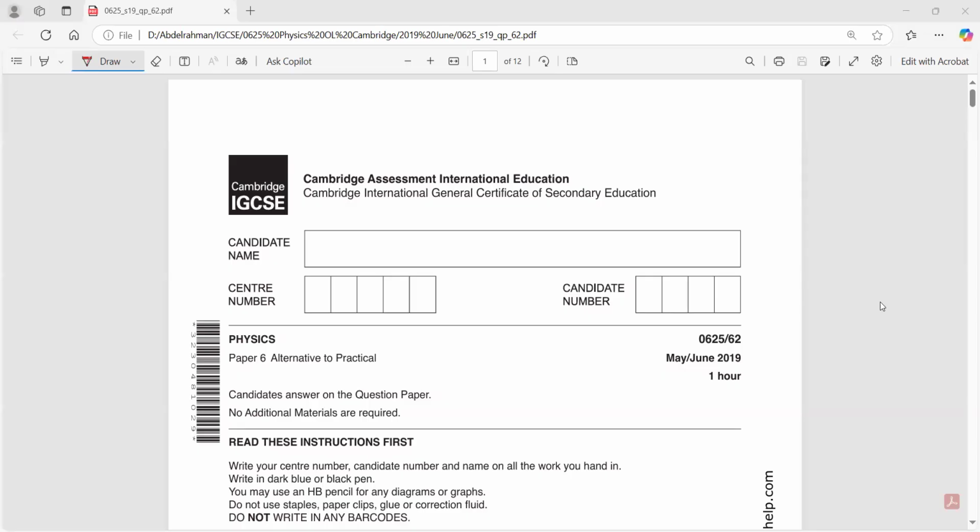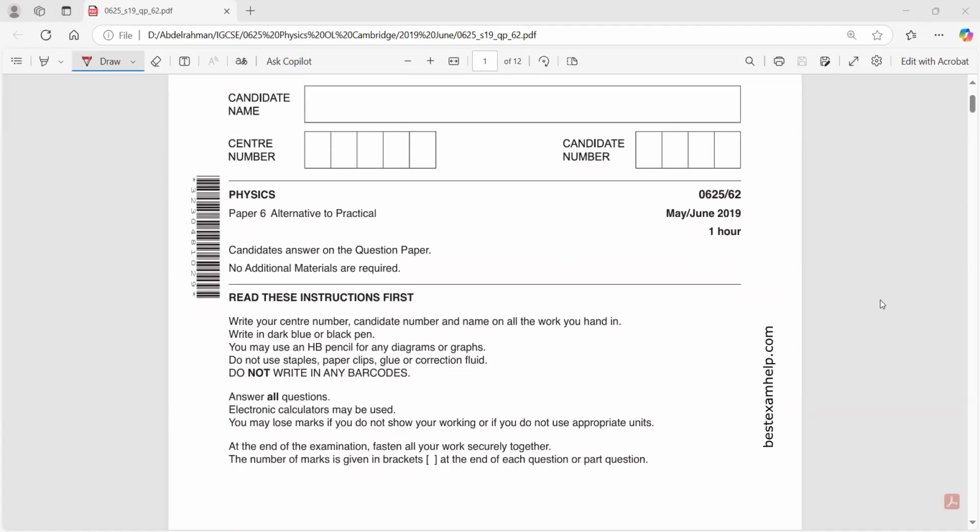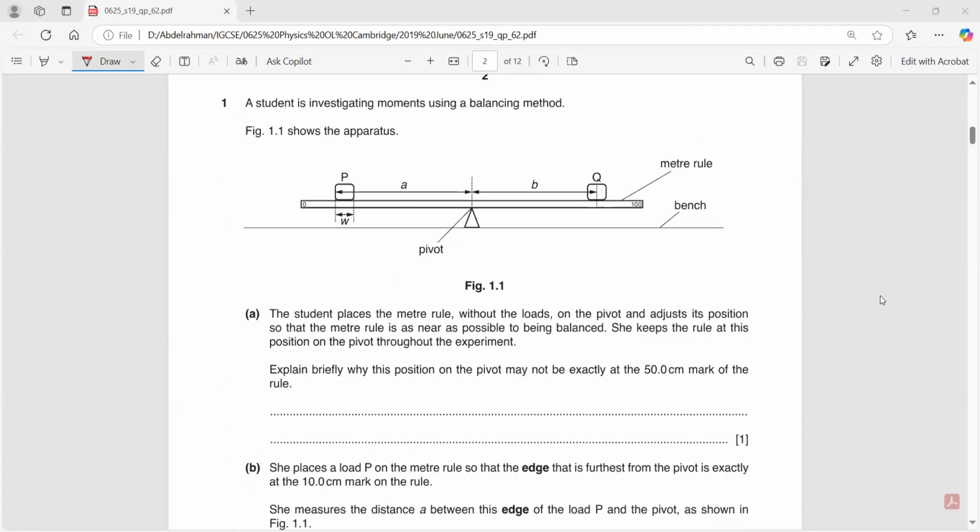May, June 2019, paper 6, variant 2. Question 1. A student is investigating moments using a balancing method.